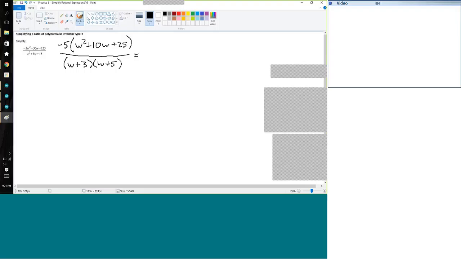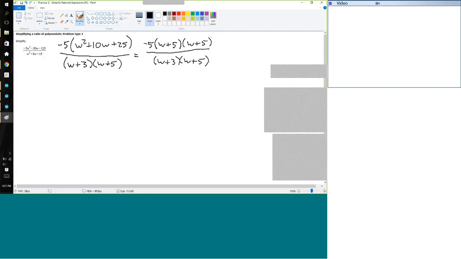Continuing to factor the numerator, we're going to leave that negative 5 out front again. So two things that multiply to make 25 and add to make 10. 5 and 5 comes to mind. You like those 5s up top, don't they? So we have w plus 5 times w plus 5. Again, divided by what we already factored for the denominator, w plus 3 times w plus 5.